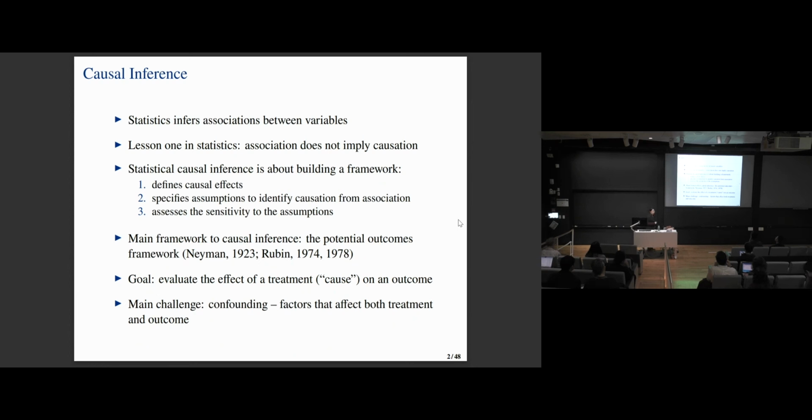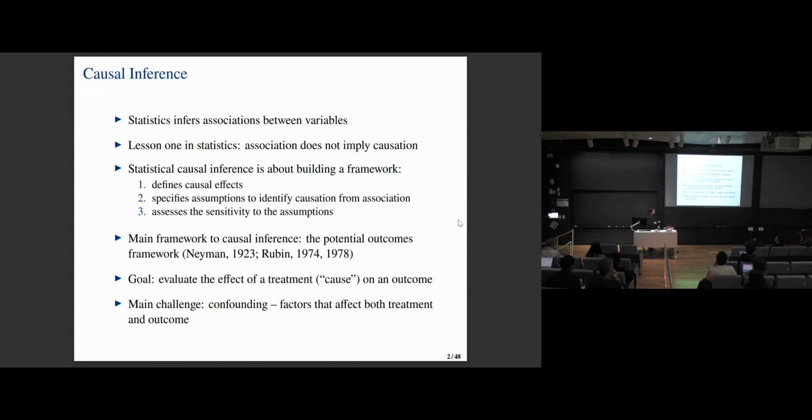There are several frameworks for this. Traditionally there are structural equation models and DAGs, the Bayesian networks. But I would argue the primary framework now used, at least in statistics, medicine, social science and economics, is the potential outcome framework, or the so-called counterfactual framework, that was first conceived by Neyman over 100 years ago, and then pushed forward by Rubin in the 70s. There are many causal problems, but this framework is centered on one goal: to evaluate the effect of a treatment or intervention, which is the cause.